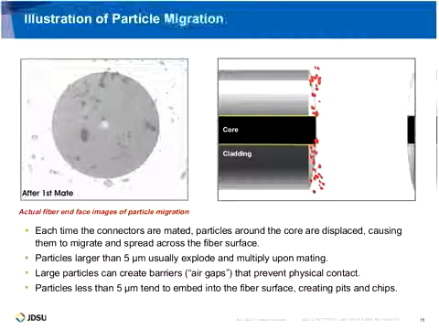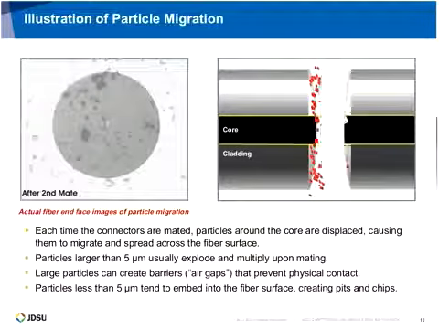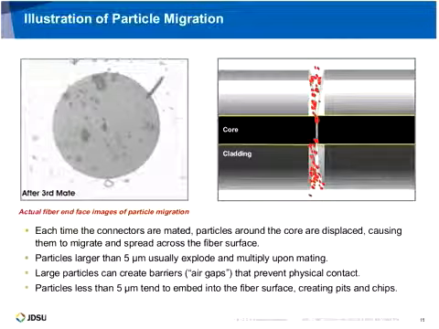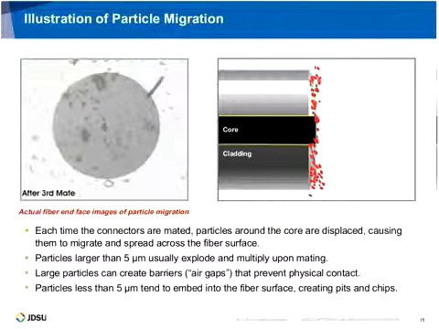I mated it again, and it got worse, and then a third time. And in this particular instance, now you can see that the core of that fiber is completely blocked. Now, there's no guarantee necessarily that the debris is going to go specifically into the core of the fiber. It's going to go anywhere. You can't control where it's going to go.